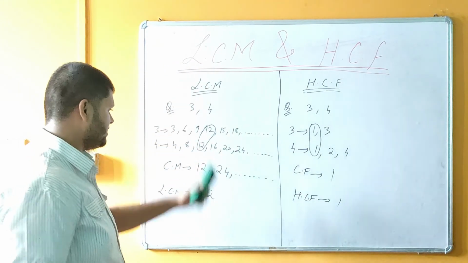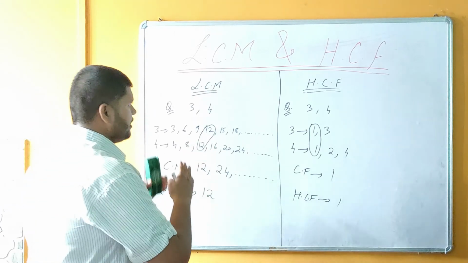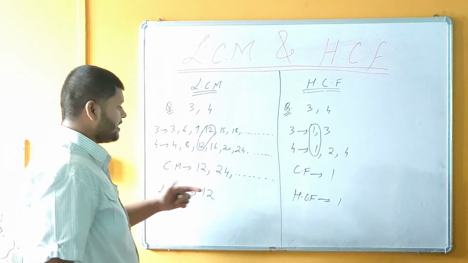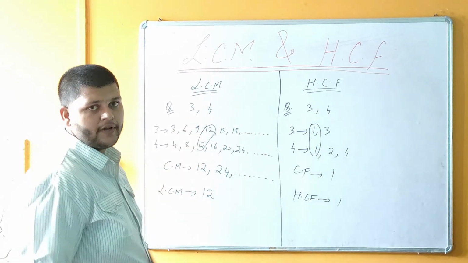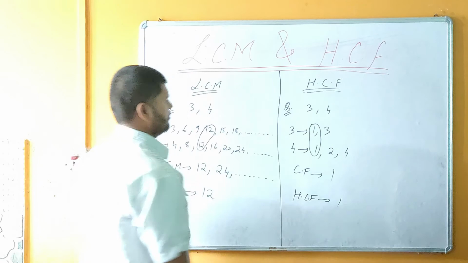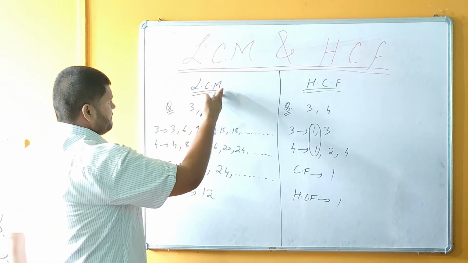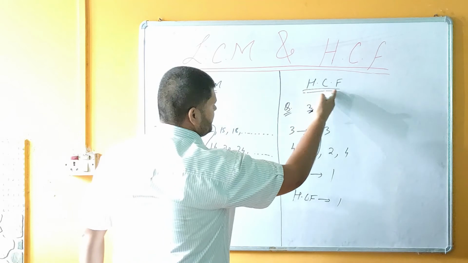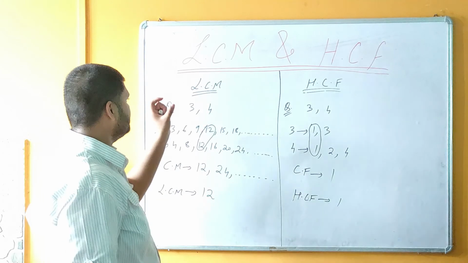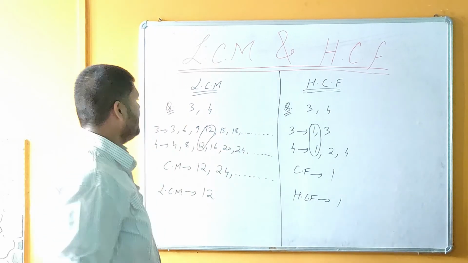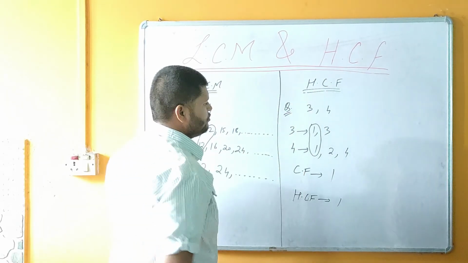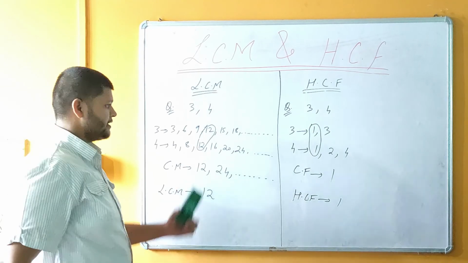I hope you are clear with this. Same example done on both sides. Okay, but the results are different for the same example. Why am I saying same? Because here 3 4, here also 3 4. But the thing is that we have found LCM here, and here we have found the HCF. I hope you got a clear idea of what is LCM and what is HCF. In LCM you are dealing with common multiples, and in HCF you are dealing with common factors. I hope you are clear with this example.